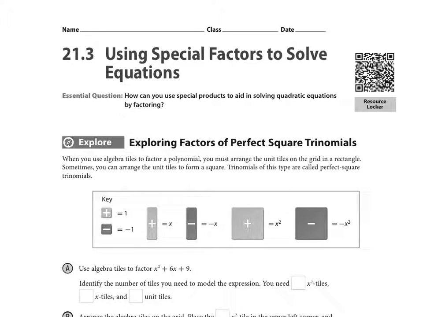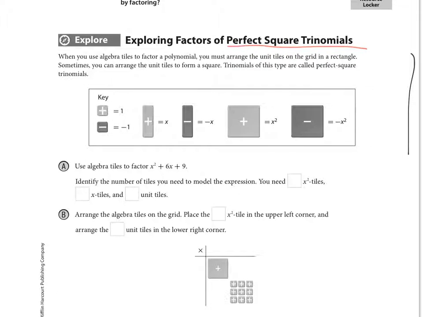Lesson 21.3, using special factors to solve equations. Really, this is just a repeat of the previous lesson. The only difference is these are special cases. The first one we want to talk about is our perfect square trinomial. The book here uses the algebra tiles and goes through a demonstration.